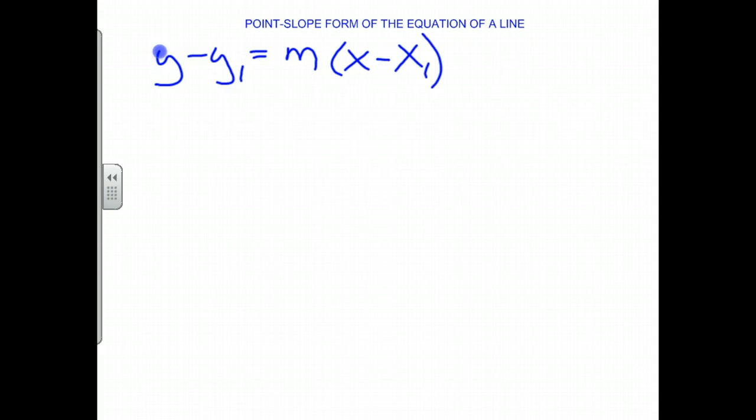The point-slope form of the equation of the line: y minus a specific y equals the slope times x minus a specific x. Here you know a particular slope and a particular point that the line goes through. This is nothing but a rearrangement of the definition of slope.